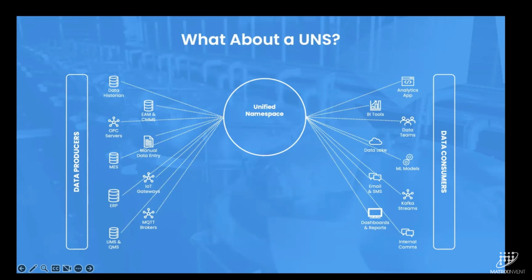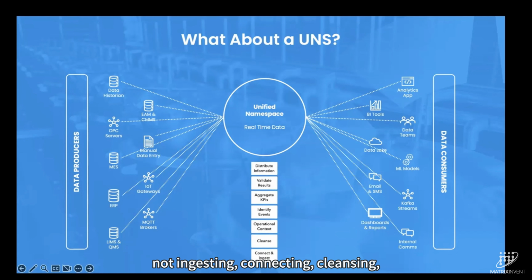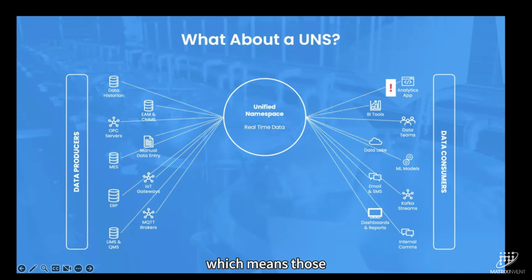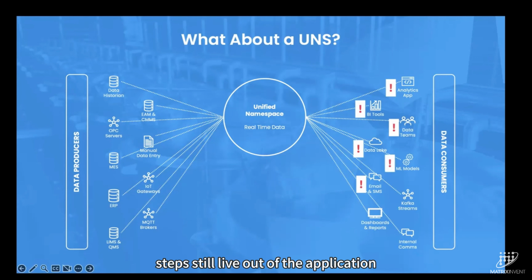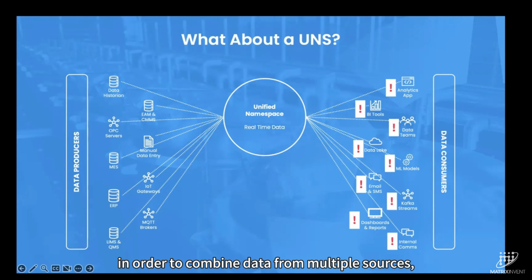hub or broker. The issue is that the unified namespace won't solve this problem because it's focusing on real-time data, not ingesting, connecting, cleansing, adding operational context, identifying events, aggregating KPIs, validating results, or distributing. The UNS is just a flow of real-time data out to the application, which means those steps still live out at the application in order to combine data from multiple sources, aggregate results, and identify value-added information.